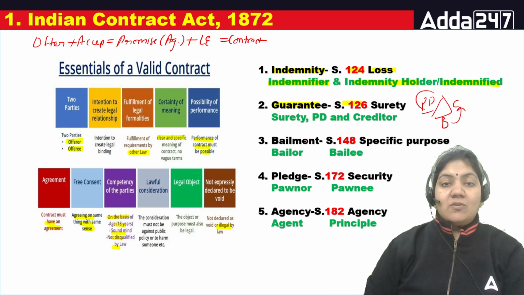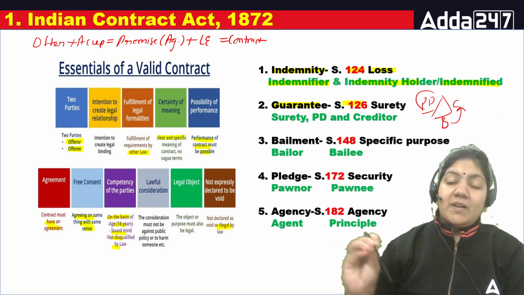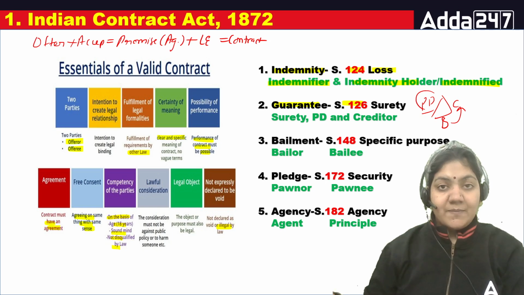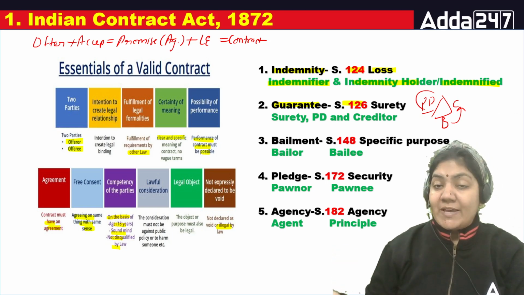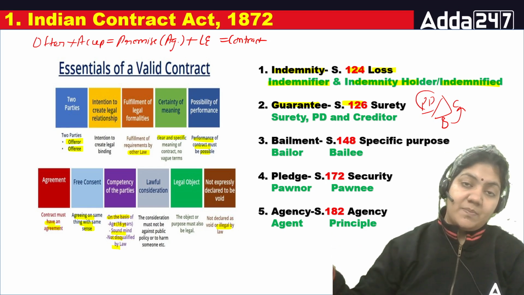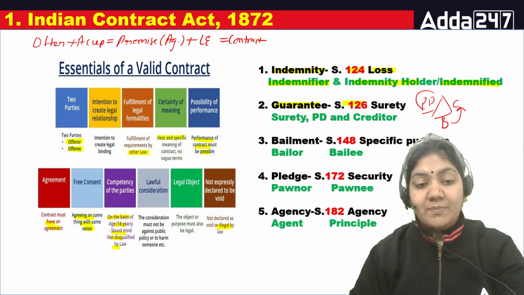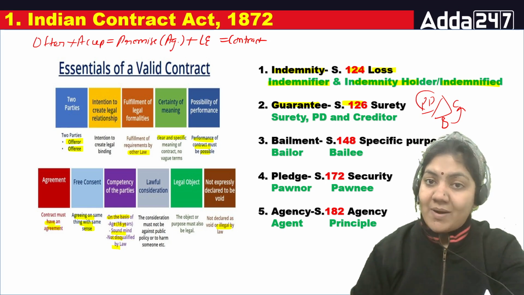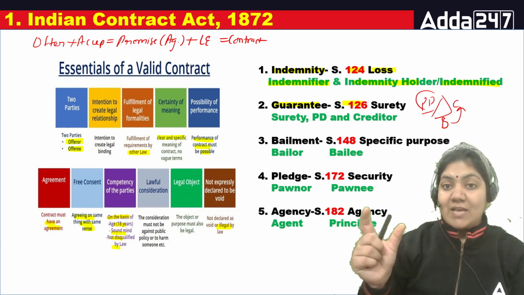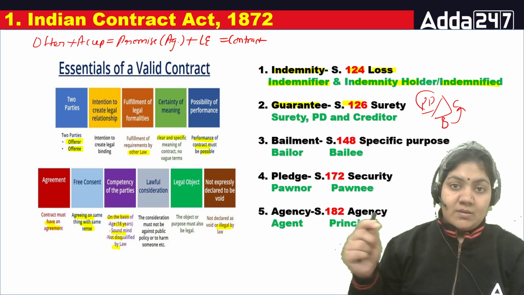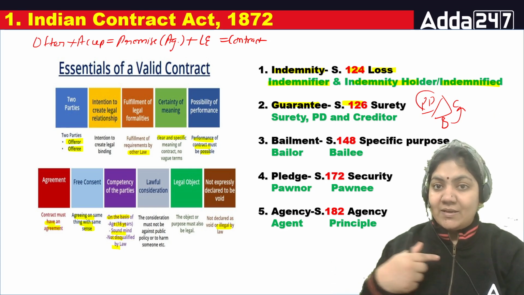Now the contract of bailment, section 148. When one person delivers a thing to another person for a specific purpose, and when the purpose is accomplished, the person can take back the thing. Example: tailor. Example: parking. If we are parking our car, or if I am keeping my jewelry in safe custody at a bank, that is called bailment. The bank is the bailee, Nikita ma'am is the bailor.